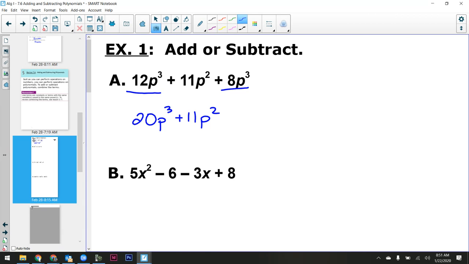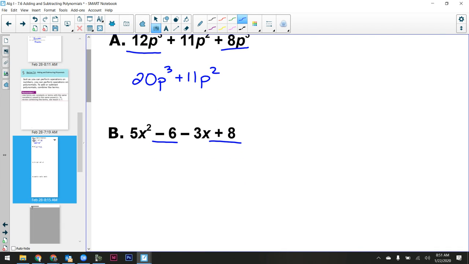All right, take a look at B there. What can I combine? The -6 and the +8, the constants. So now, when we write our answers, I will always expect you to put them into standard form. When possible, I always want you to put them into standard form.